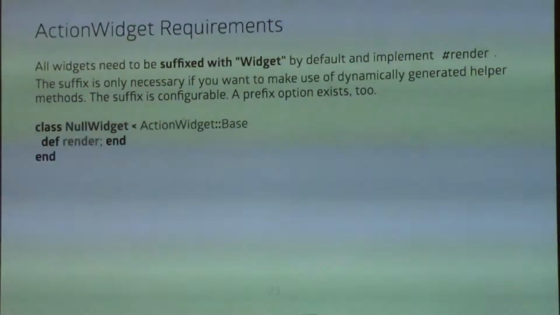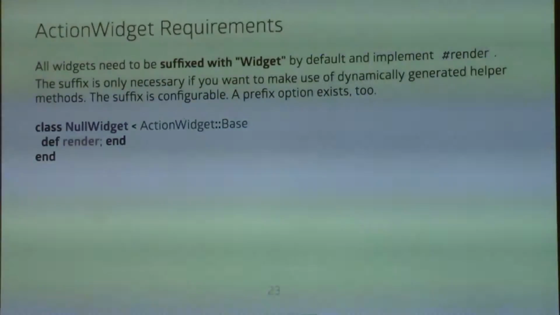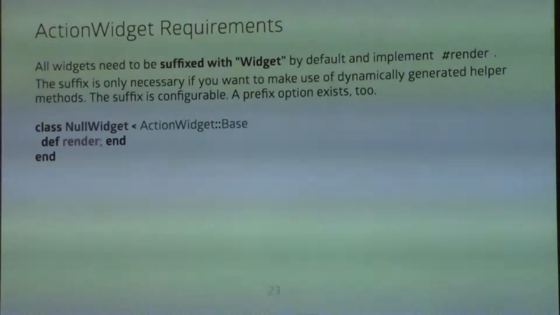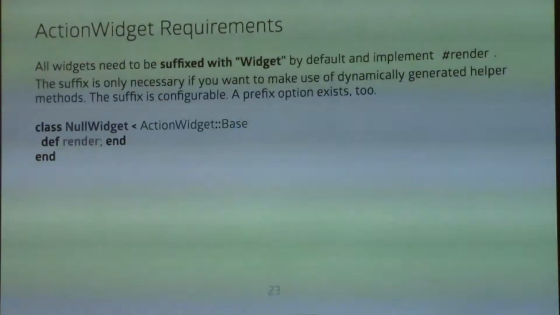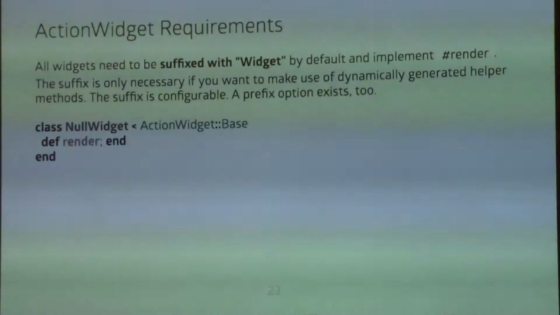That's sort of the simplest widget implementation possible. It renders nothing, but you always have to suffix a widget with Widget in order to make use of the automatically generated helper methods. But it's actually configurable, so you can either decide to set a custom prefix or suffix or nothing at all, and the helper methods will be generated accordingly.